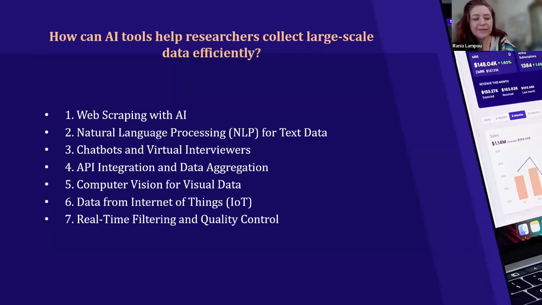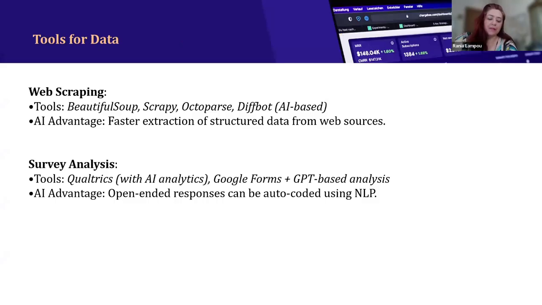And real-time filtering and quality control, because the systems not only collect, but also filter and clean data on the fly. So they remove duplicates, they can detect errors or inconsistencies, they can flag suspicious or irrelevant responses, and this increases the reliability of large-scale data. Some tools for data web scraping. Most popular tools: Octoparse, DeepBot, Beautiful Soup. The advantage is faster extraction of structured data from web sources.